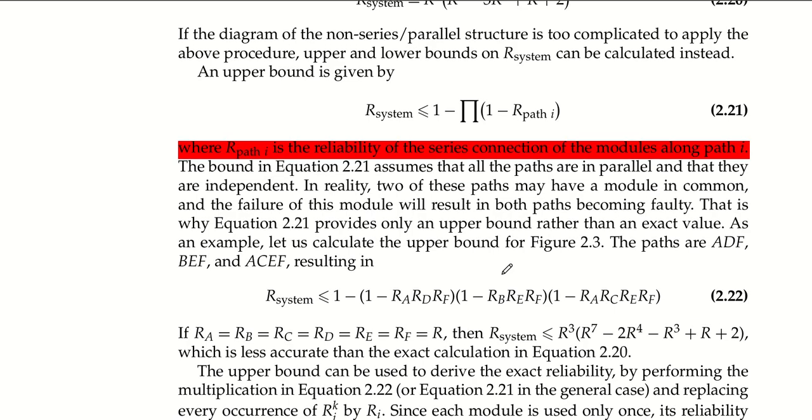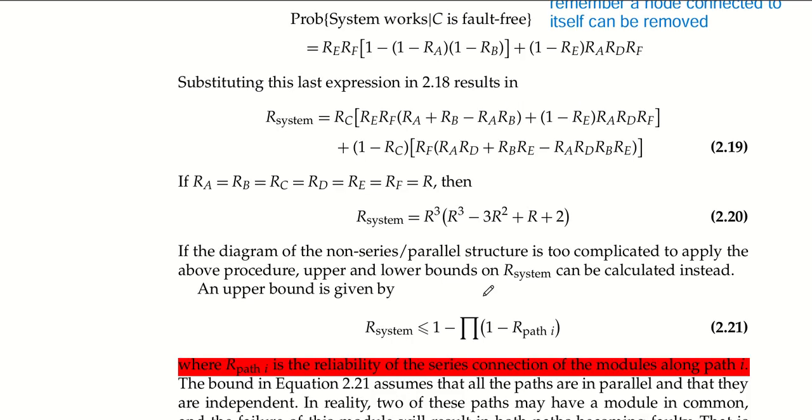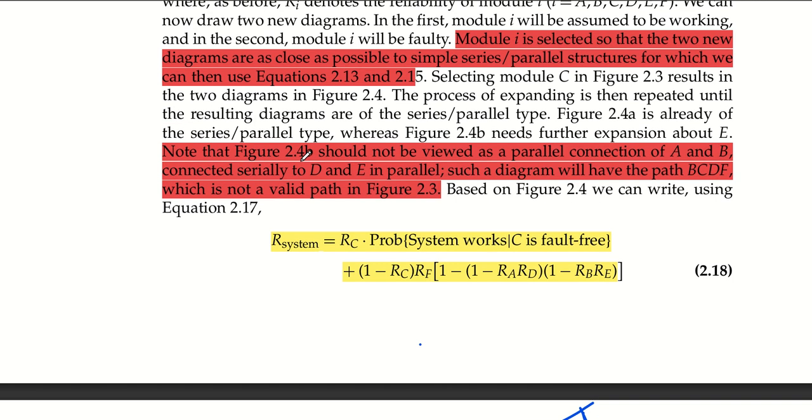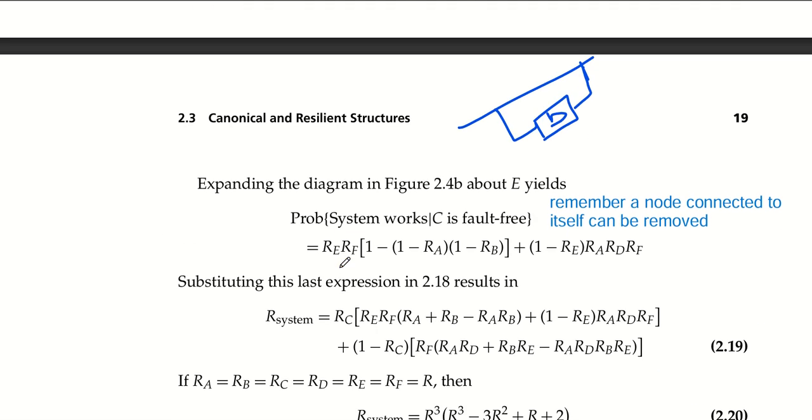You first find the upper bound of the system, right? It is given by 1 minus the product of 1 minus the R part of I. So let me explain that. But before, another concern was, where are these 1 minus R of C's, 1 minus R of E's?